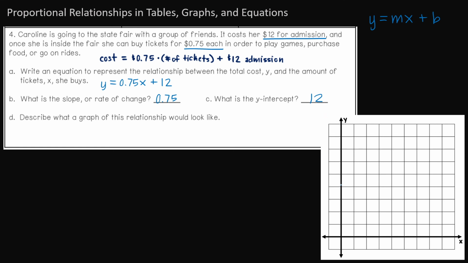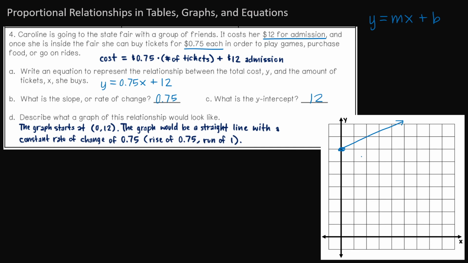So let's think about what this graph would look like. If our y-intercept is 12, that means we're going up on the y-axis quite a bit. And I'm not going to be exact here, but let's say it's right here. This is where my graph would start at my y-intercept. And my slope or my rate of change is 0.75. That means it's a positive slope, which means my graph's going to be going up. It's increasing at a certain rate.